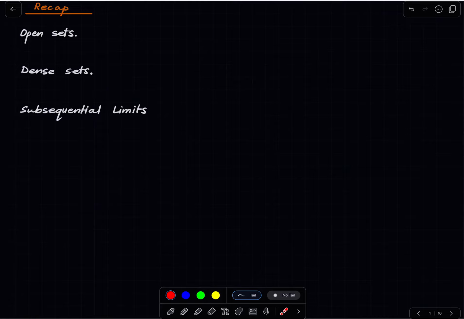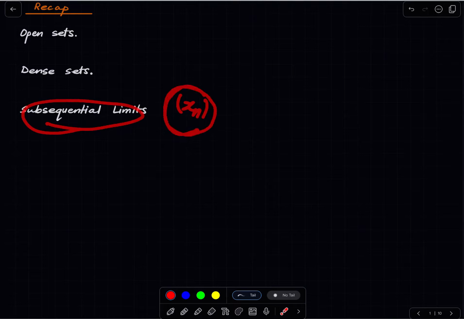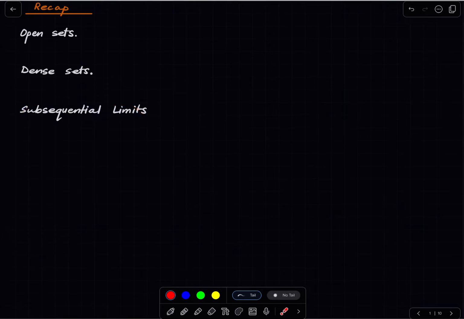And we will need the notion of subsequential limits. If we have a sequence of real numbers, then a subsequential limit of this sequence is just any real number which can be obtained as the limit of some subsequence of this sequence. Now it's up to you if you want to include infinity and minus infinity in subsequential limits. Depending on if you do, you will have to modify the corresponding statements that you make about this notion. I have not included infinity and minus infinity as subsequential limits.